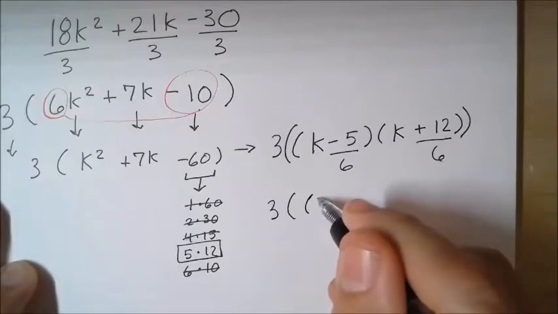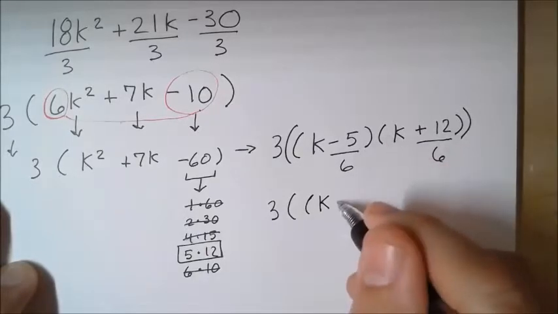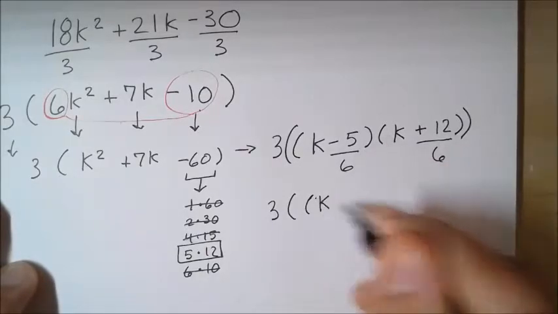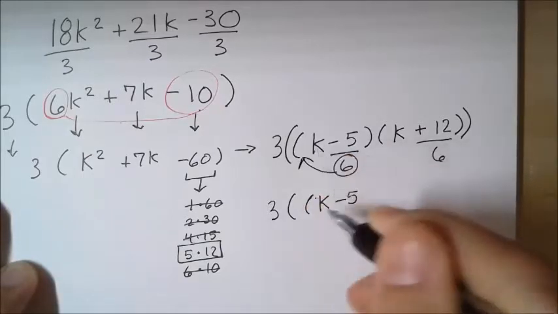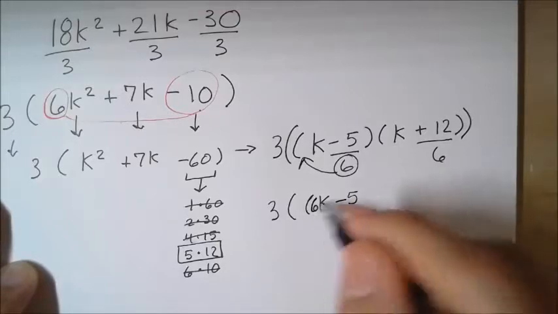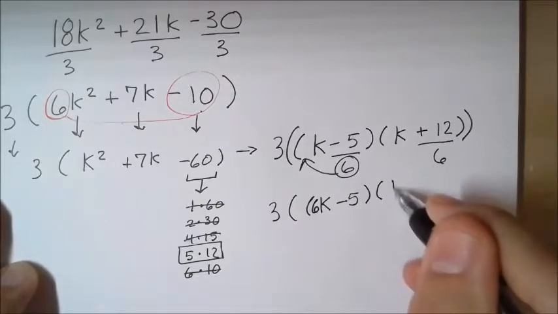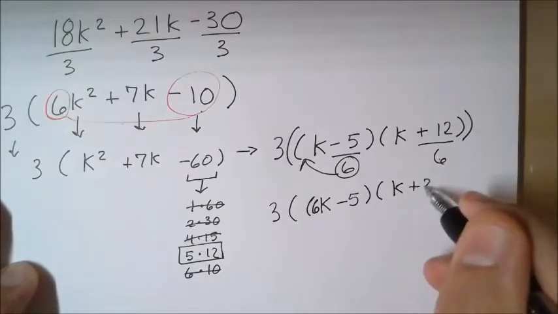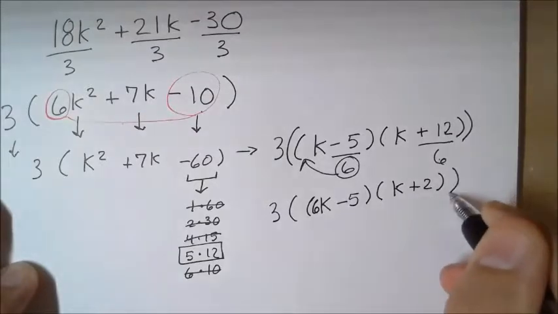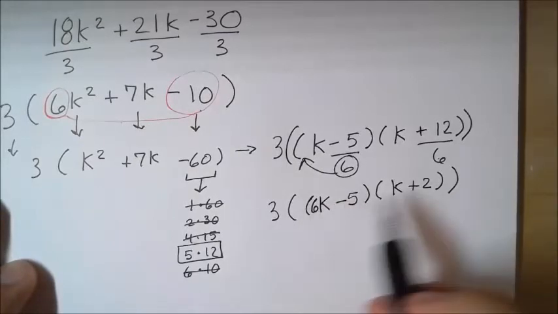And then I have k, and I'm going to put minus 5. And remember, we have to take this 6 and put it up in front of the k. So I'm going to write my 6 in right there. So we got 6k minus 5. And then I'm going to go ahead and do this one, which is k. And 12 divided by 6, that's going to give me a positive 2. And there we go.